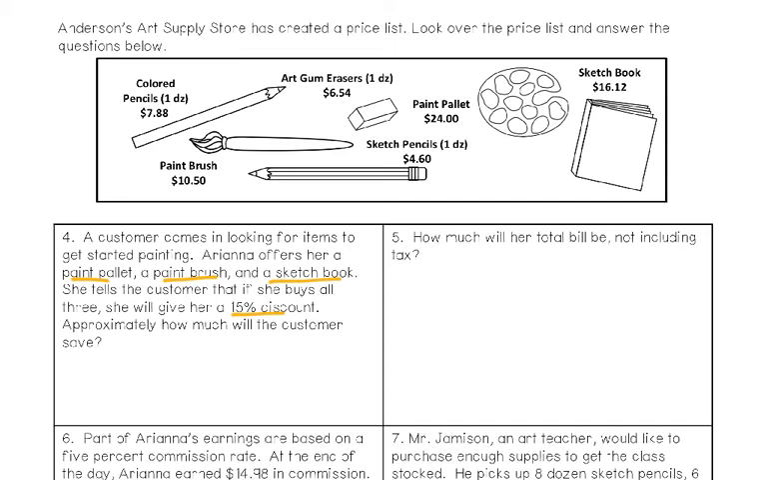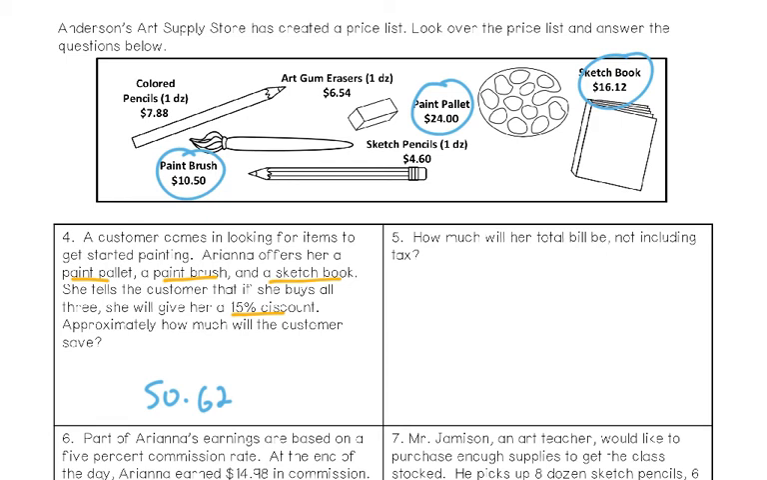Okay, so you should have found that the paint palette is $24, the paint brush is $10.50, and the sketchbook is $16.12. When you add all those up, you get $50.62. That's the total so far, but she's going to give you a 15% discount.